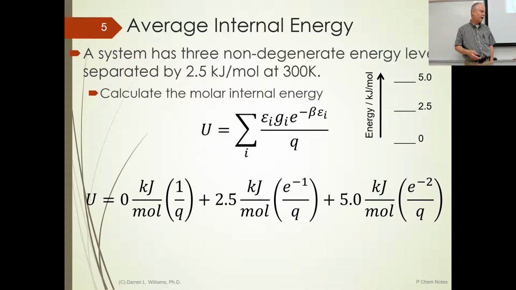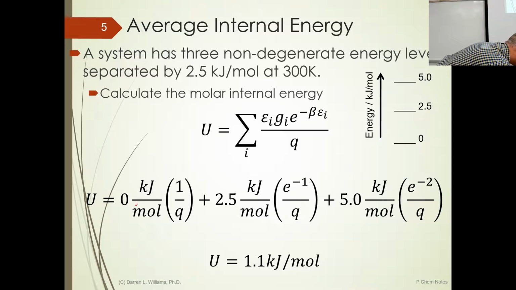So then the average internal energy is the probability of being in each one of those energy levels times the energy of those energy levels. And so this is just a short, quick way to write those probabilities. It's the Boltzmann factor for that level divided by the partition function. So each probability is calculated this way, and then these are the energy levels. And so then we end up with the internal energy of 1.1 kilojoules per mole.